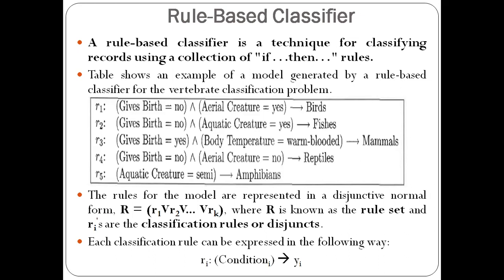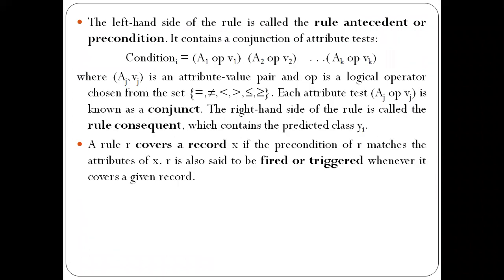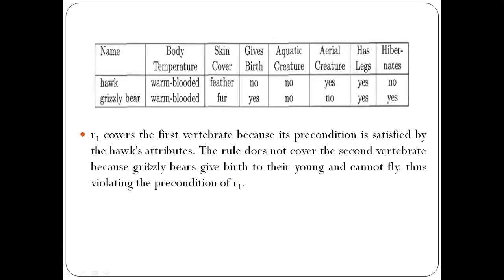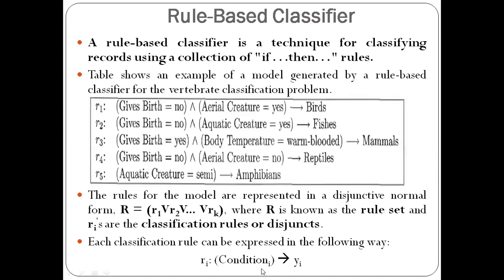If the condition, meaning the rule antecedent value, matches the attribute values of the given record, then we say the rule is covering the record. So in general, a rule R covers the record X. Here R is a rule and X is a record. We say that rule R covers the record X if the precondition of the rule matches the attributes of X. Precondition means the rule antecedent part.